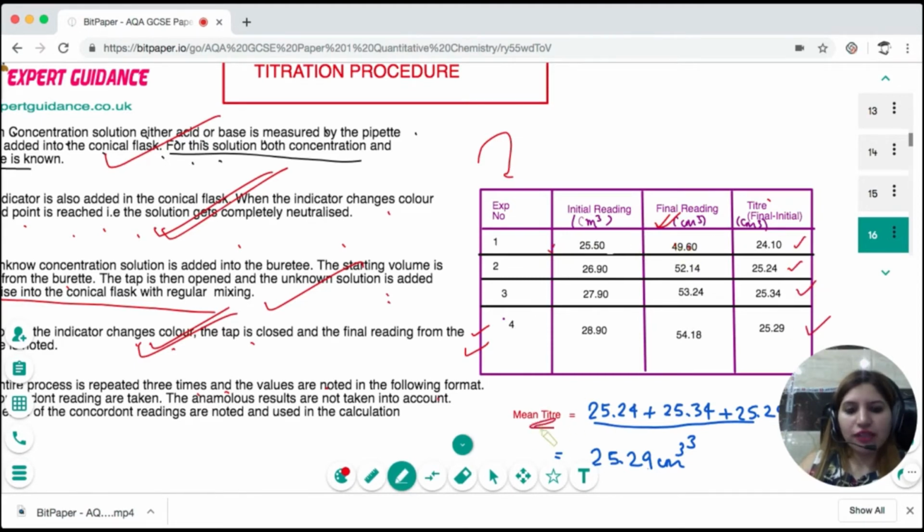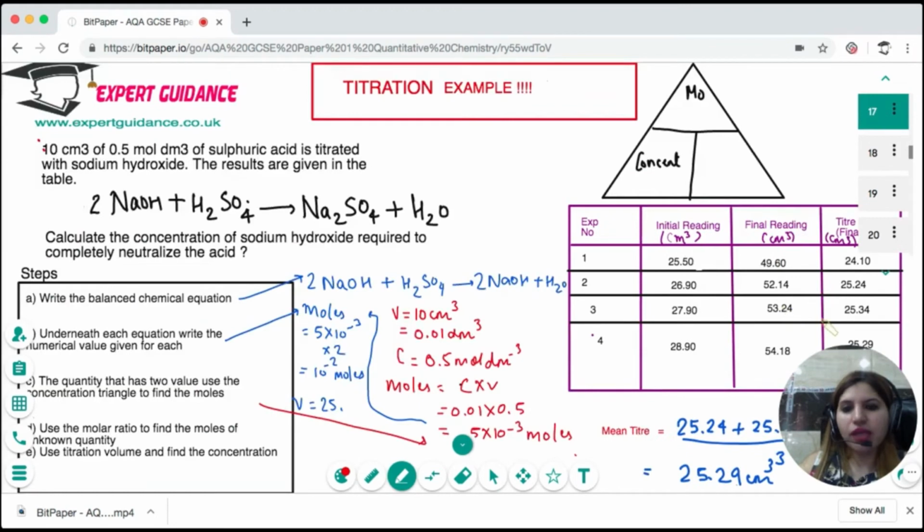Now how do you find the mean titer? You take the concordant readings, which are within 0.1 to 0.2 dm³ in difference, add them up, and divide by 3. There are 3 values. If there are 2, add them and divide by 2. So we get the average titer to be 25.29. Okay, so now let's see how you do the calculations.